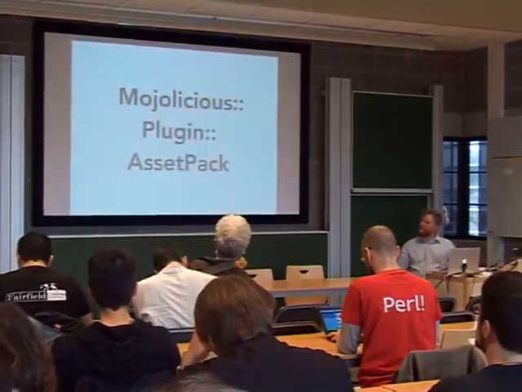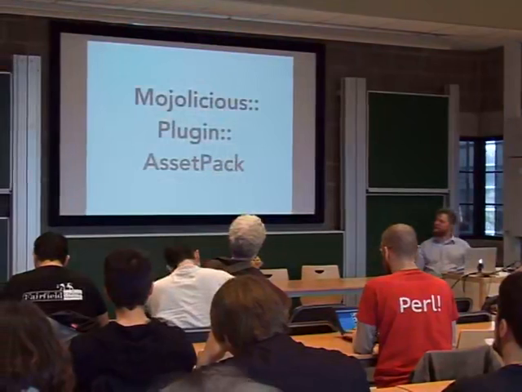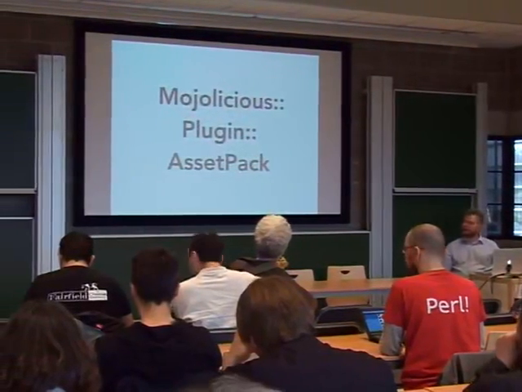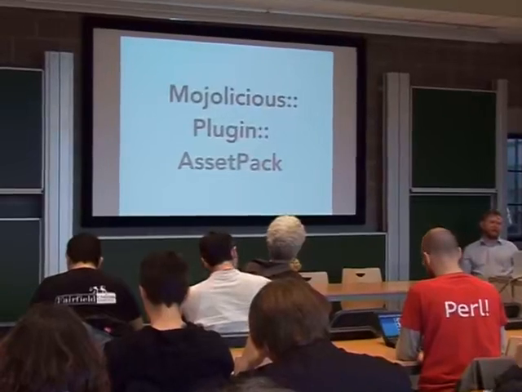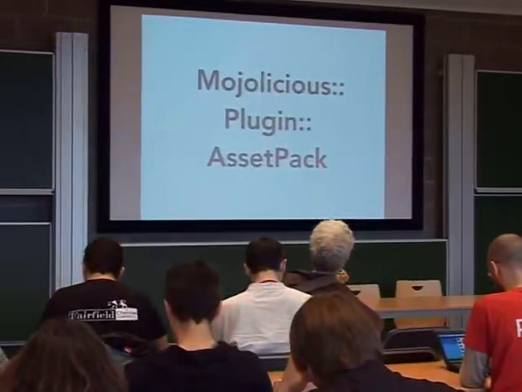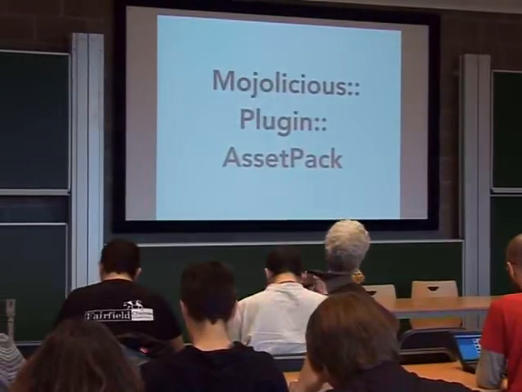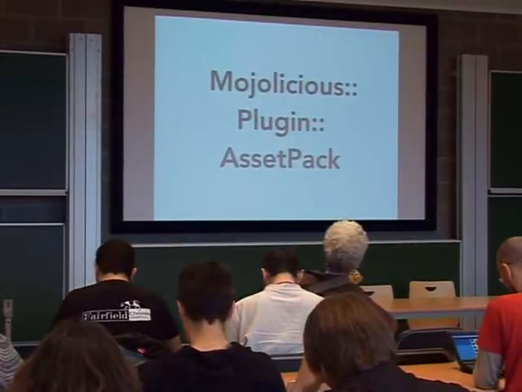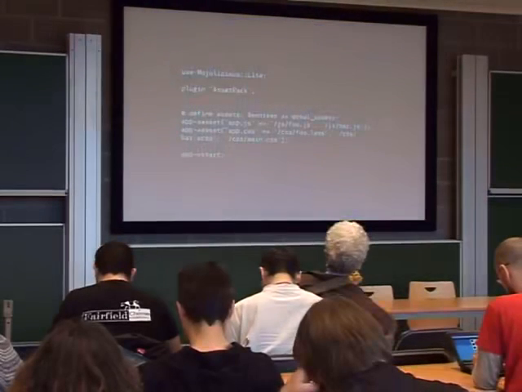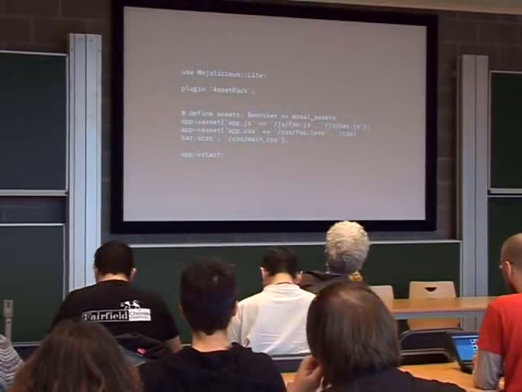The last module that we've open sourced based on building Convos is Mojolicious Plugin AssetPack. And this is basically an asset pipeline that we use. It's not a new idea, but it's a good one that you see in many other frameworks as well. Like most Ruby frameworks and Node.js frameworks are using asset pipelines. So basically you just define the assets that you use in your application.